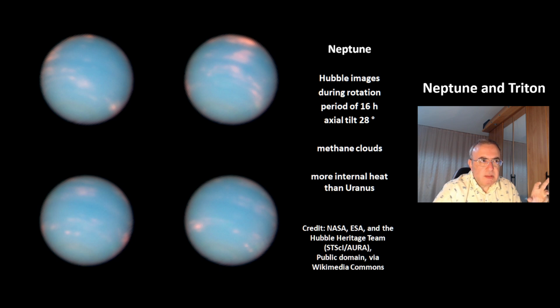These are images from during the rotation period of 16 hours of Neptune. It has an axial tilt of 28 degrees, and you can see these bright patches are methane clouds. One difference between Uranus and Neptune is Neptune has more internal heat than Uranus.